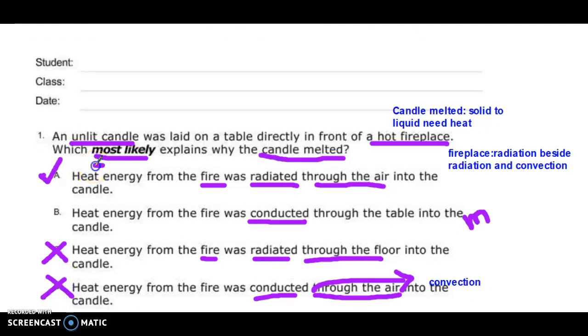Now again, we have most likely or best answer. I think our best answer is the one that we had to begin with. And that answer would be A.